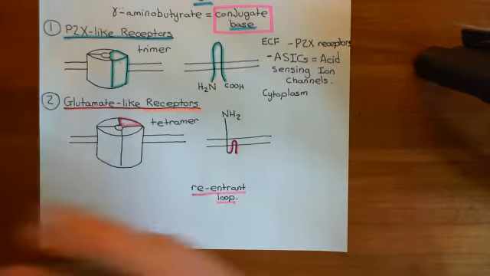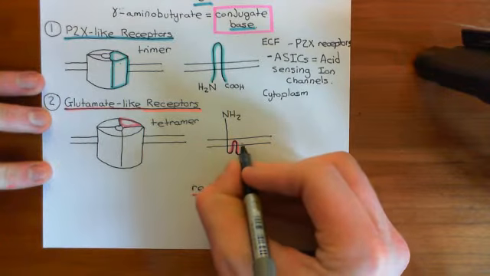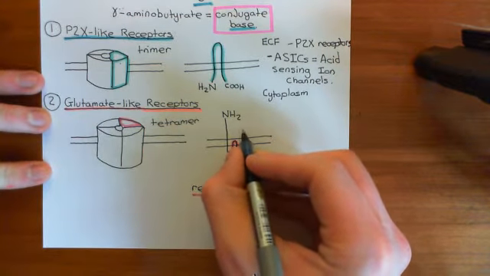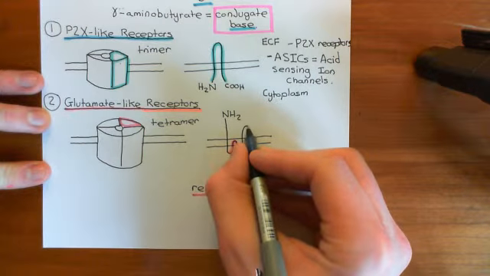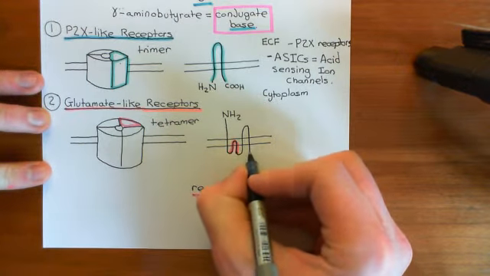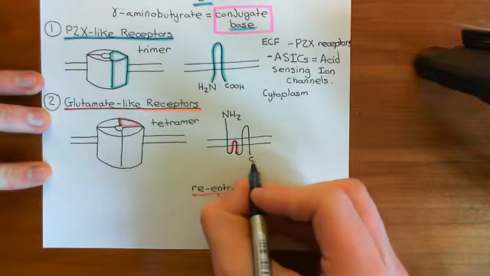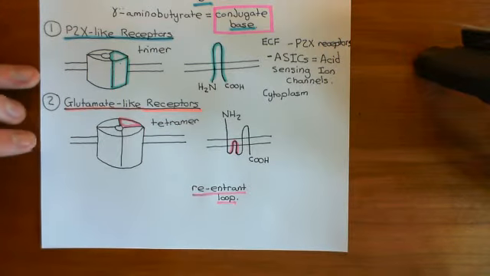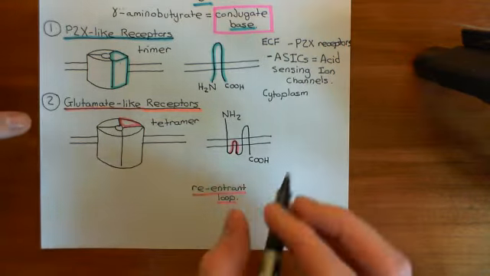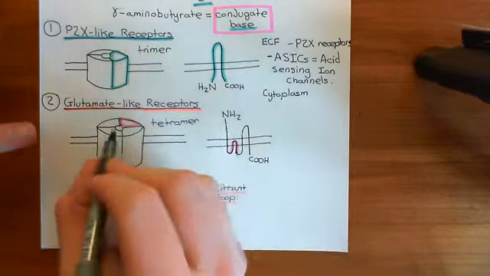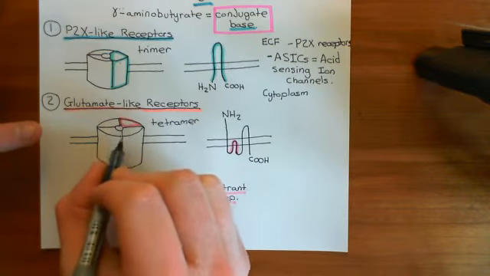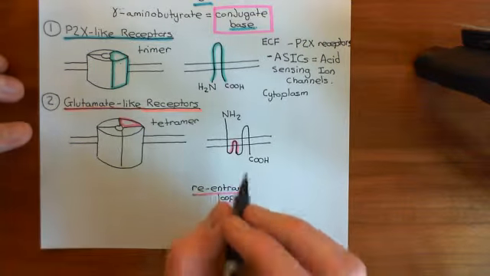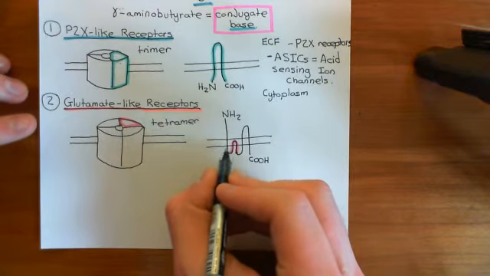After the reentrant loop, you're going to have your next membrane spanning alpha helix where you'll leave the cell. Then you're going to have a loop on the extracellular side, and then another membrane spanning alpha helix coming back into the cell, and then your carboxylic acid terminus inside the cell. So this is the structure of one of the subunits that makes up a quarter of one of these glutamate-like receptors.